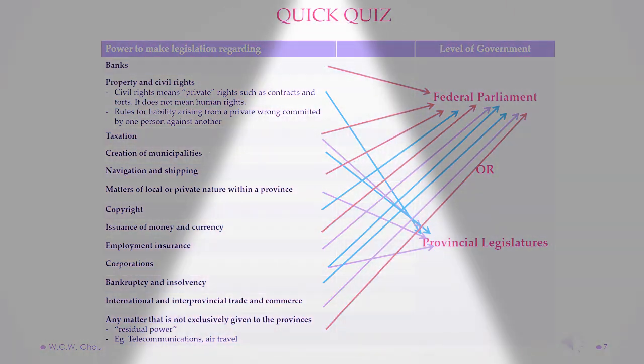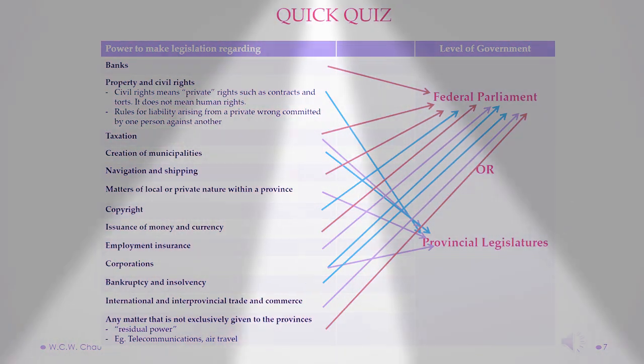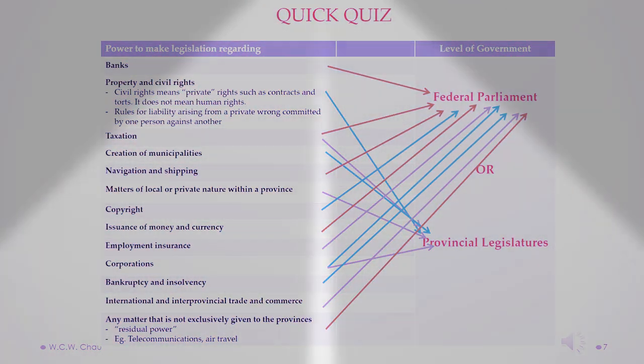So things such as telecommunications and air travel, which are clearly not mentioned anywhere in the Constitution Act 1867, because neither of those things existed at that time, are both regulated by the federal Parliament.